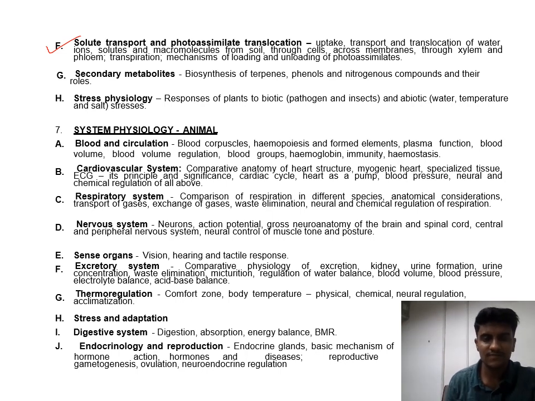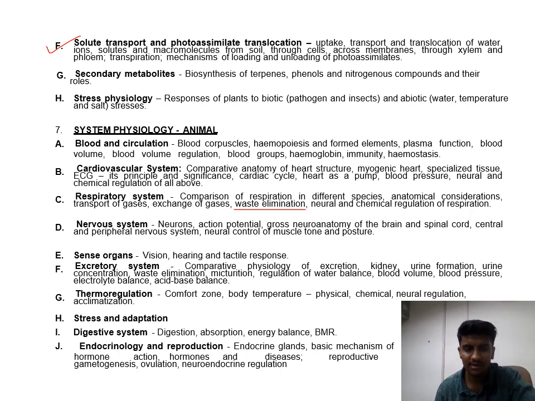Next up, you have system physiology. So in this, we have animal system physiology, where we have hematopoiesis, hemoglobin, different techniques for detection of blood components, cardiovascular system. We have cardiac cycle, regulation of cycles, respiratory systems. Maybe we have elimination of waste, regulation, transport of gases, exchange of different gases, like what is the tidal volume, inspiratory reserve volume, expiratory reserve volume, all those things you should be knowing, right?